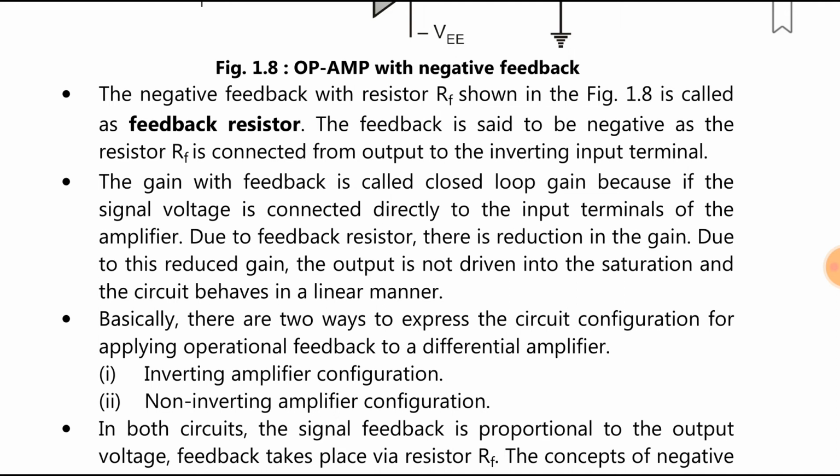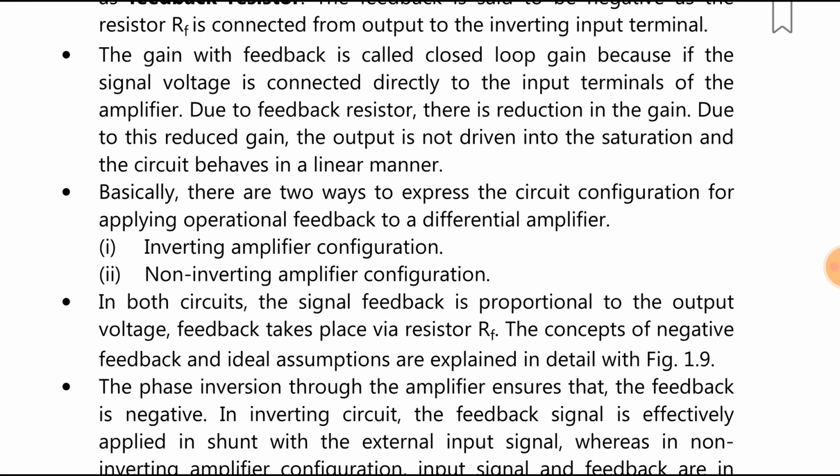So the gain with feedback is called the closed loop gain, because otherwise the signal voltage is connected directly to the input terminal of the amplifier. Now due to the feedback resistor there is a reduction in the gain. Due to this reduced gain the output is not driven into saturation and the circuit behaves in a linear manner.